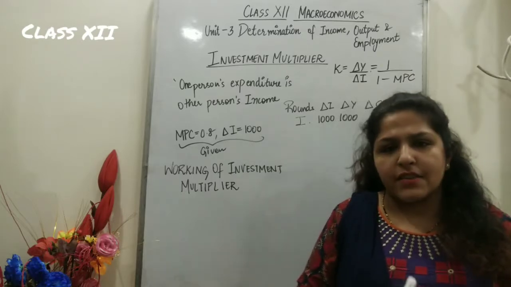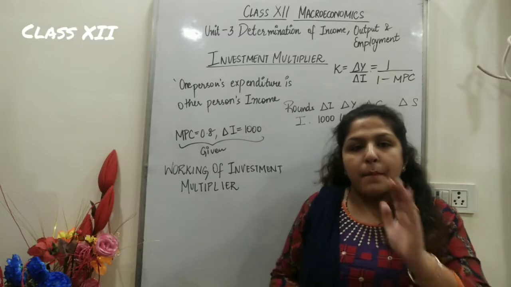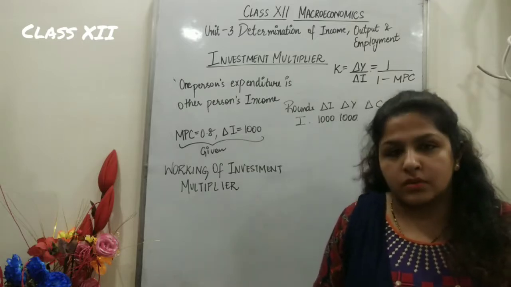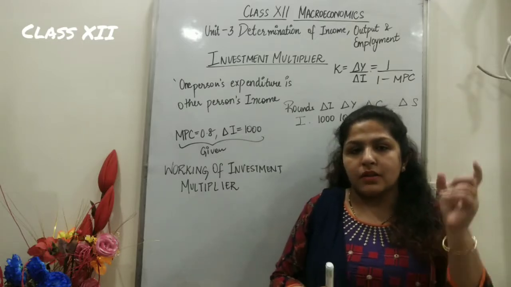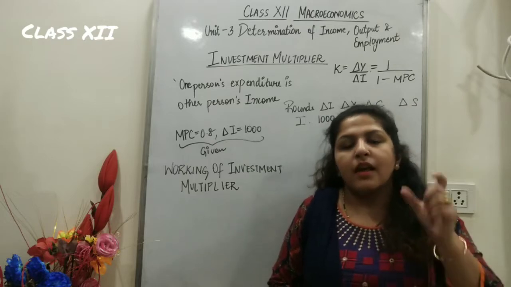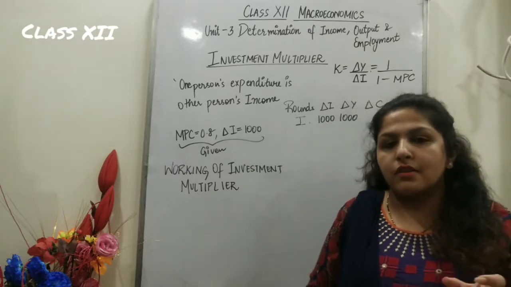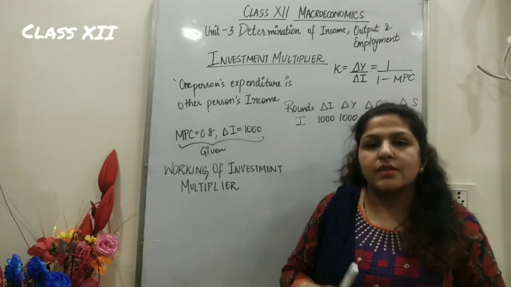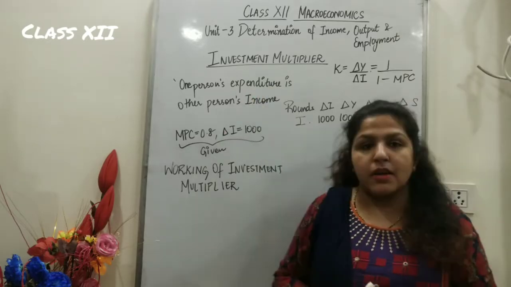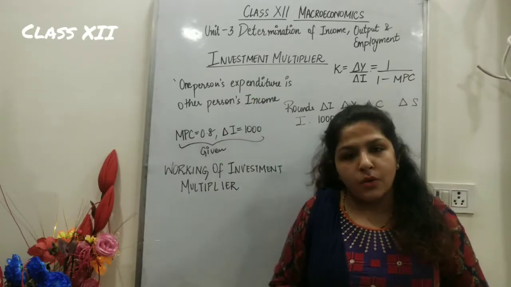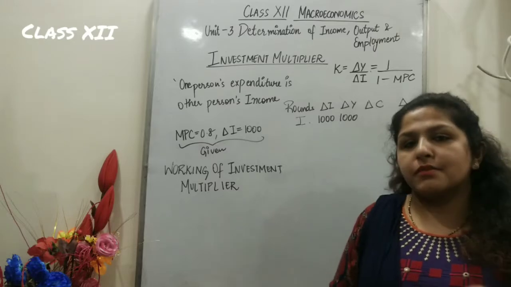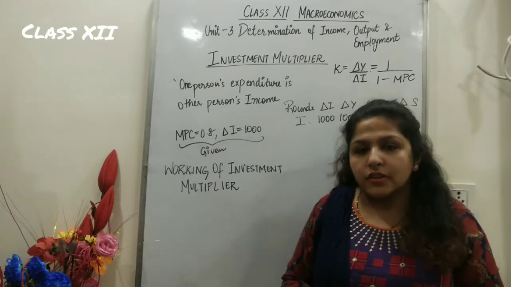Apart from that, savings to some extent are important, but for the economy's growth, consumption is very important because we have this principle that one person's expenditure is another person's income, which is actually the principle of investment multiplier. So let's know the meaning of investment multiplier, then the further things.